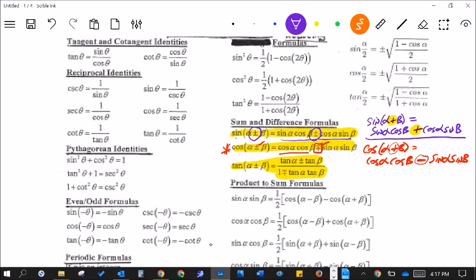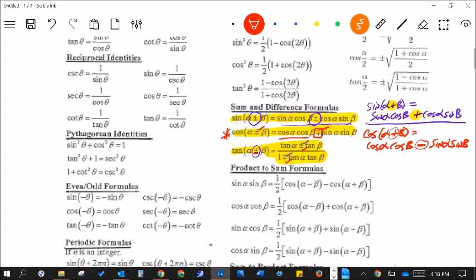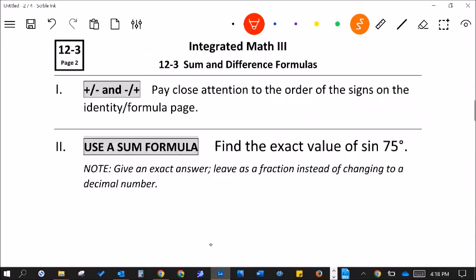Now notice that for the tangent, if we have plus leading off, then on the top we'll use plus, but on the bottom we'll use minus. And if it was minus being used, then we would be using minus on top and plus on the bottom. So tangent is partly normal on the top, and partly not normal, opposite of what you would think, on the bottom. Be aware of that as you use the formula. So let's go look at a couple of examples of how to use the sum and difference formulas.